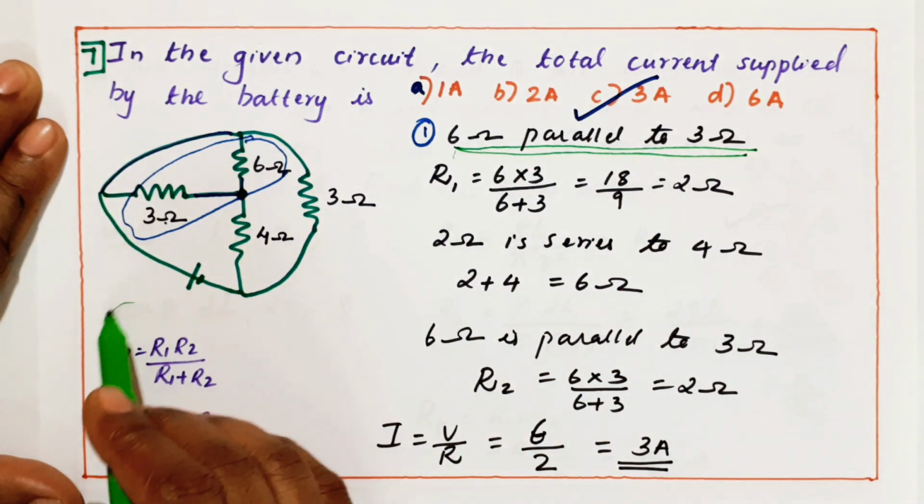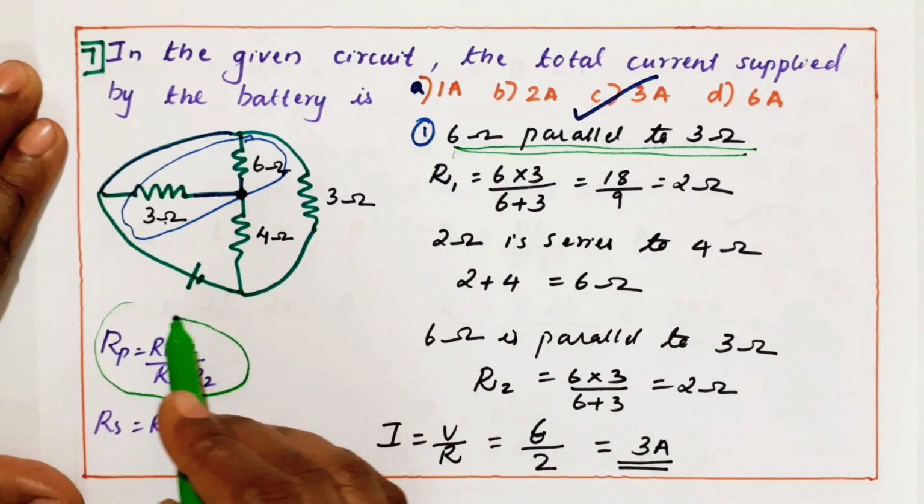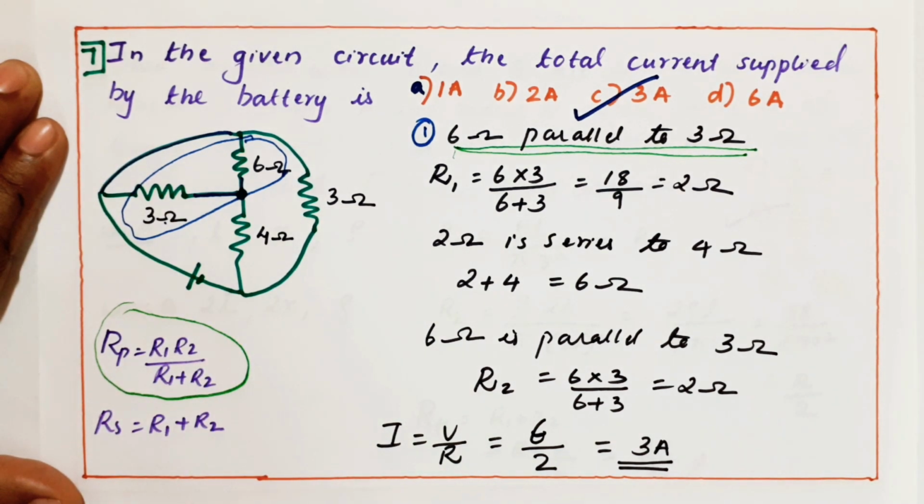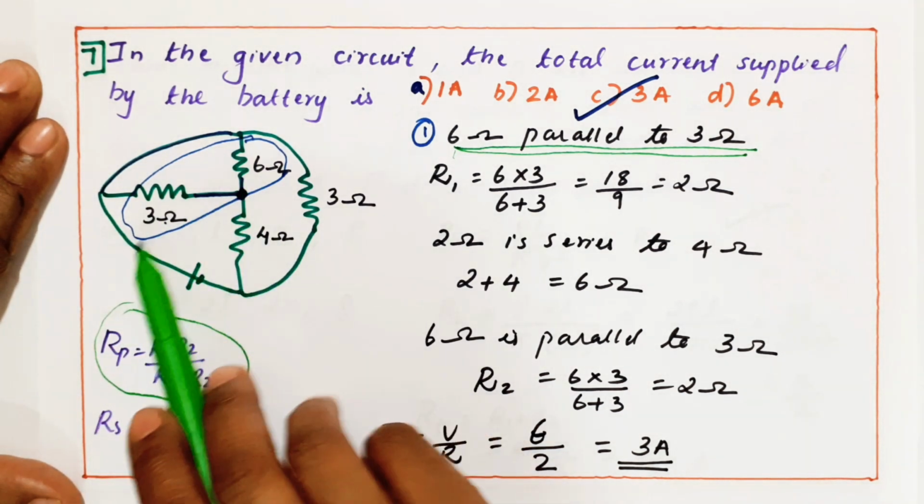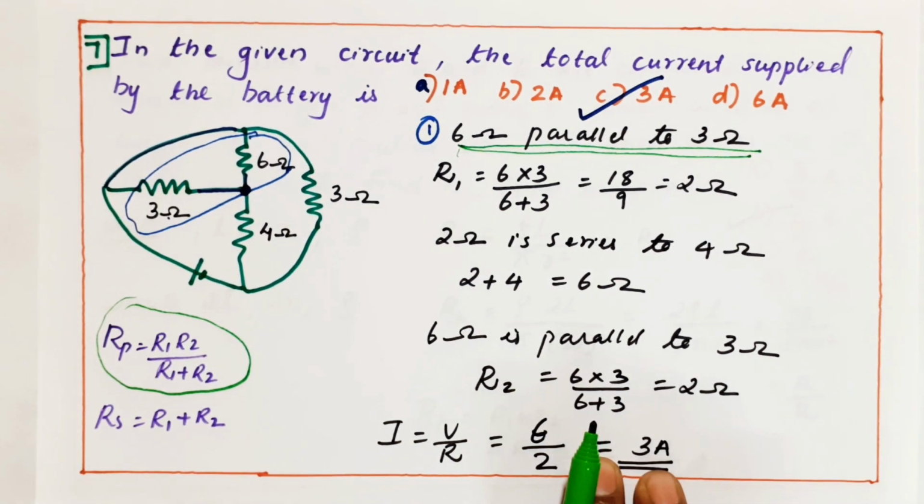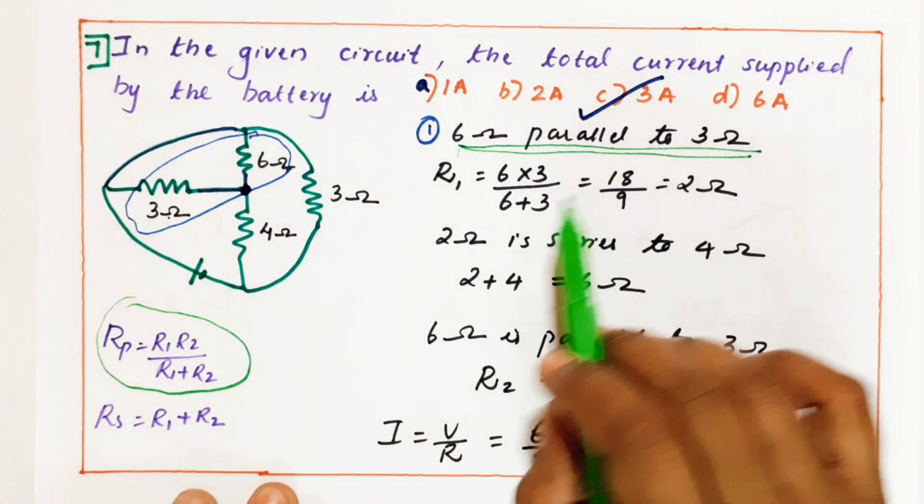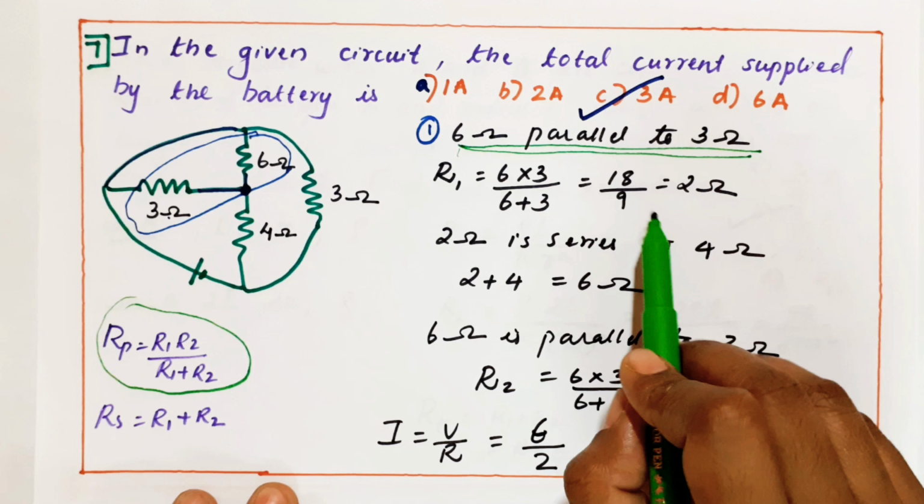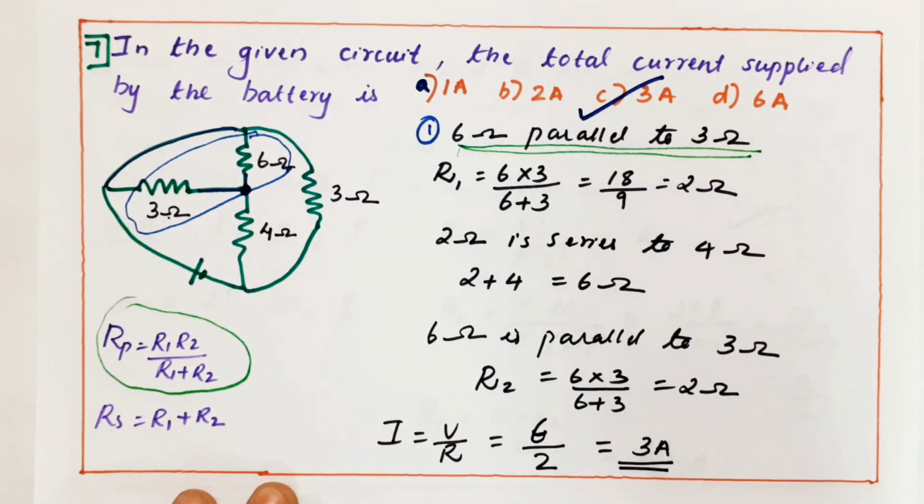What is the parallel equation? R1 R2 by R1 plus R2 is the shortcut equation. So 6 ohm and 3 ohm have the same end points, so they are both in parallel connection. RP is equal to R1 R2 by R1 plus R2, that is 6 into 3 by 6 plus 3, that is 18 by 9, which is 2 ohm.